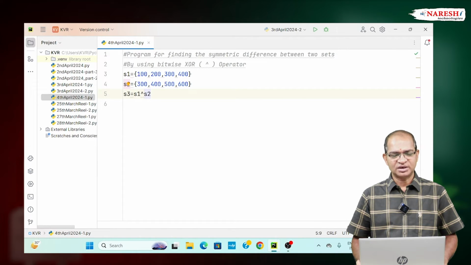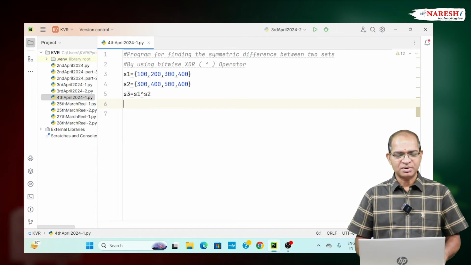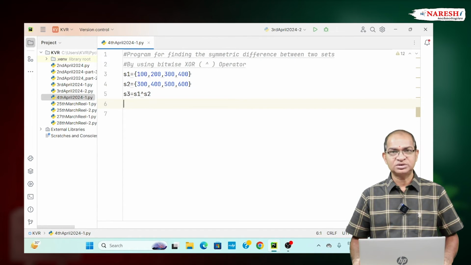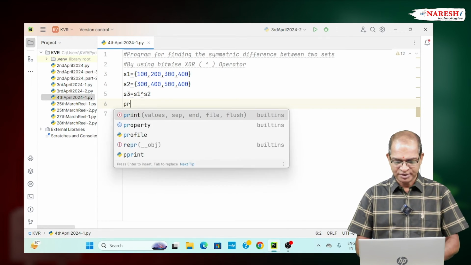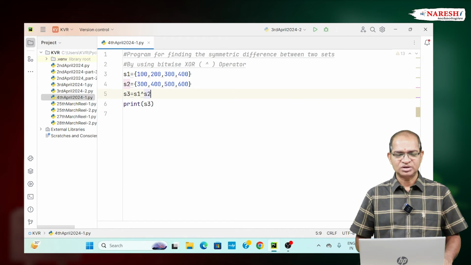Similar values will be excluded, dissimilar values will be considered. That is the main theme behind this exclusive OR operator. The real-time purpose of exclusive OR operator is to find the symmetric difference between the two sets. Print the S3 value. Let us run this code.